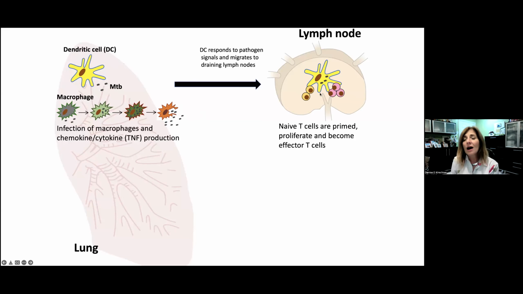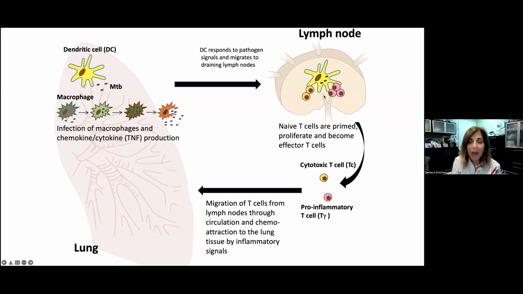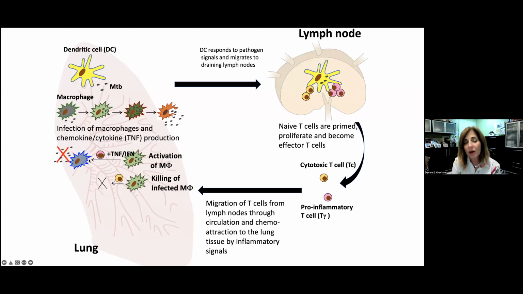sorry, it's late, prime these T cells to go back to the lung and then activate those macrophages. So if the T cells are around, those same macrophages which couldn't do anything become activated and then can kill their intracellular bug, or those macrophages themselves can be killed and the bugs inside them along with it.